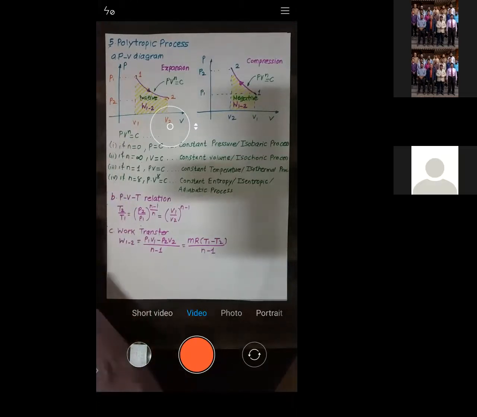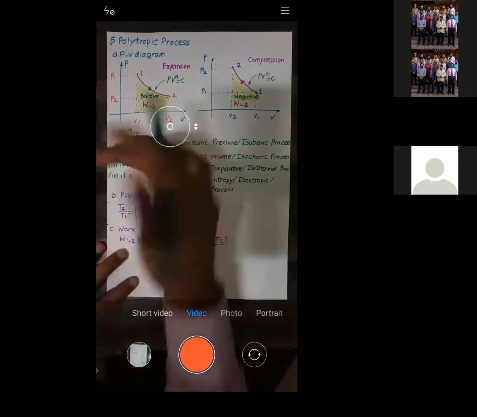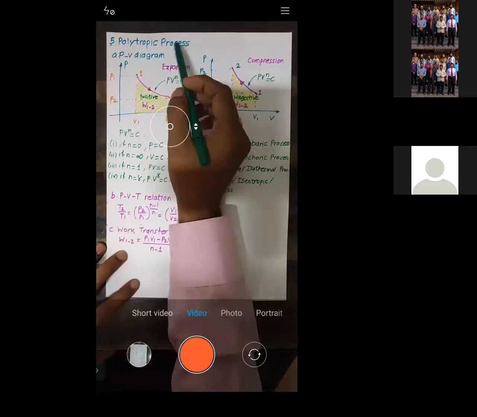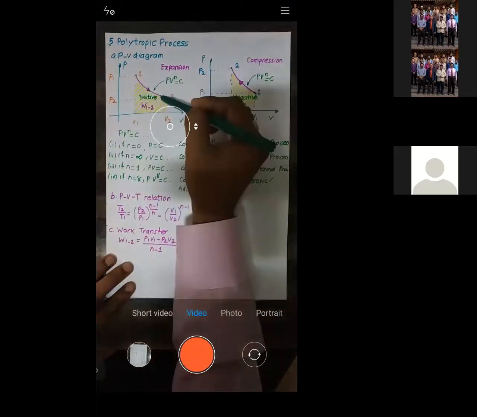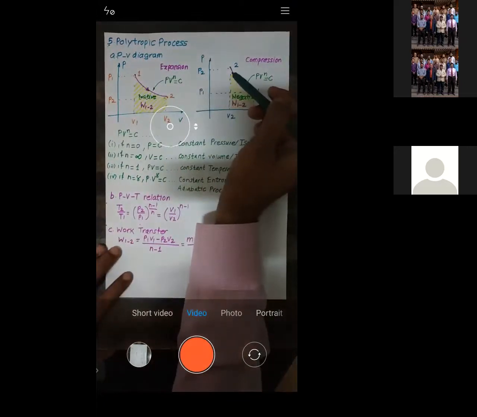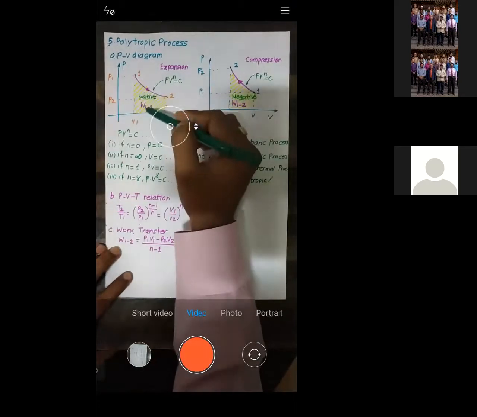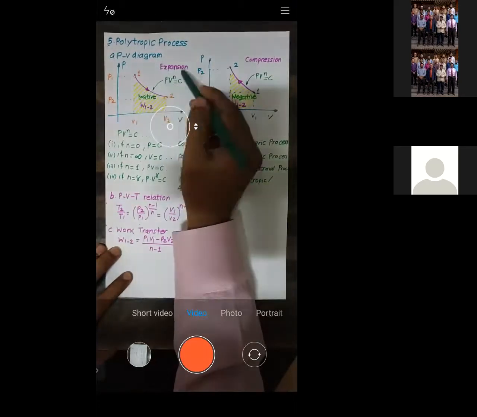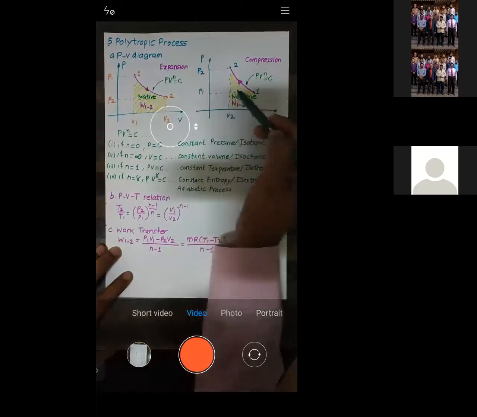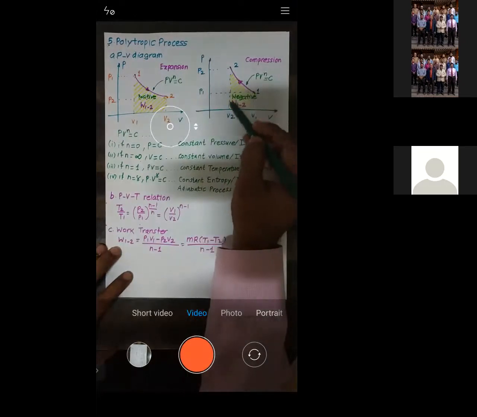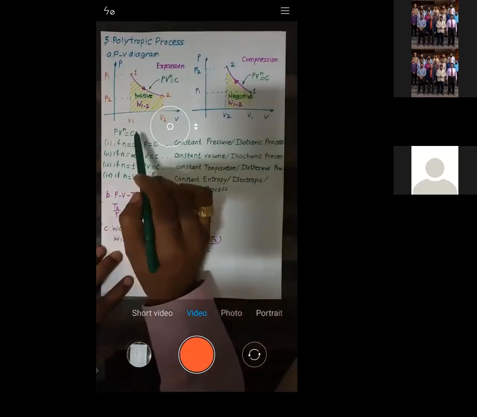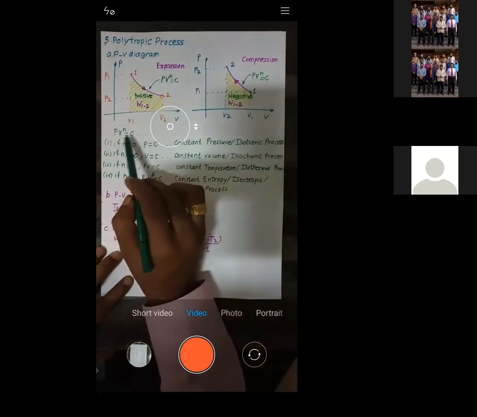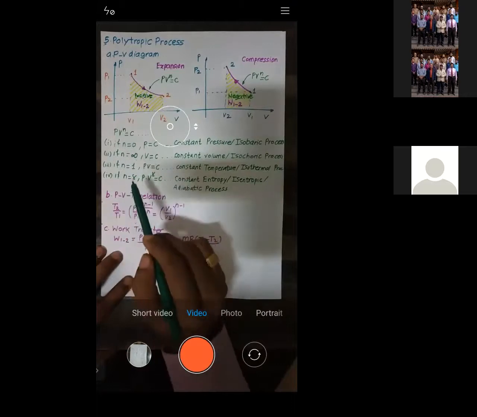Yes, sir. Okay, so if I need to briefly describe this process, it's a polytropic process. When it is going down, it's an expansion. When it is going up, it's a compression. So the area below the process will give you the work done. Whenever there is expansion, work done is positive. Whenever there is compression, work will be consumed, so it will be negative. So this is nothing but a generalized process where PV^n is equal to C. This is a law which governs the process.